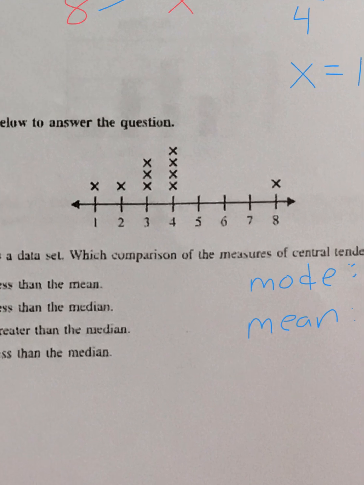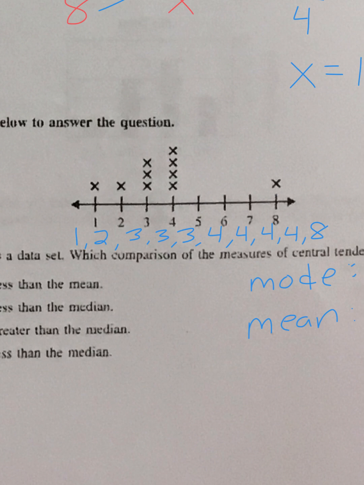Okay, so we have to find all of our numbers. How many people pick 1? 1. How many people pick 2? 1. How many people pick 3? 3. So I need 3 3s. How about 4? 4. I need 4 4s. And then what else do I need? An 8. So I need to add those together. Add them all and then you divide by the number.